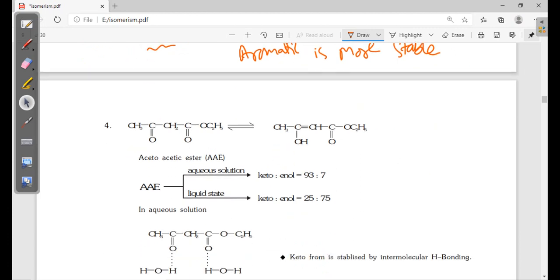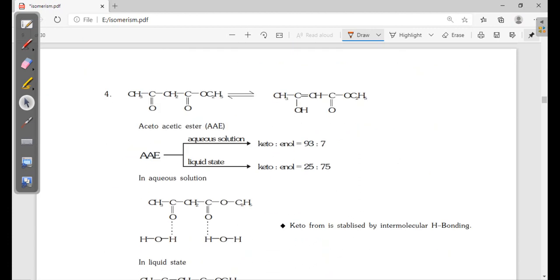Next, here is one more important question. Alpha hydrogens are there, so of course it is forming, right? It is forming like this. So here this hydrogen bond is possible. In aqueous solution, keto-enol: the keto form is 93% and the enol is 7%, but in the liquid state, the enol is 75% and the keto is only 25%.